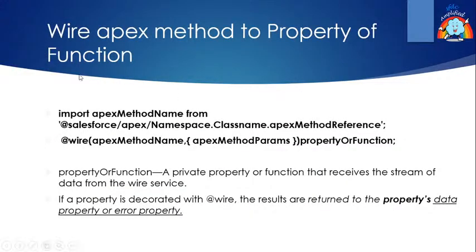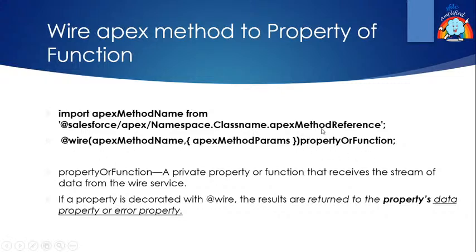So now you have already seen the statement. This is step 1, and then this is step 2. You have already seen that we will import, and then we will put the name, and then we will be wiring, and we will put the method name. So that is fine. Now comes the property or function.